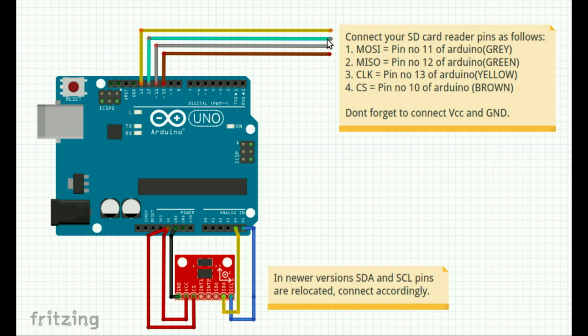For the SD card breakout board, which has an SPI interface, we'll connect the MOSI pin of the SD card to pin number 11 of the Arduino board. Then the MISO pin to pin number 12, clock to pin number 13, CS to pin number 10. So this is the connection for the SPI interface of the SD card, and don't forget to connect VCC and ground. So this is the way we will be connecting our SPI SD card, accelerometer, and Arduino.